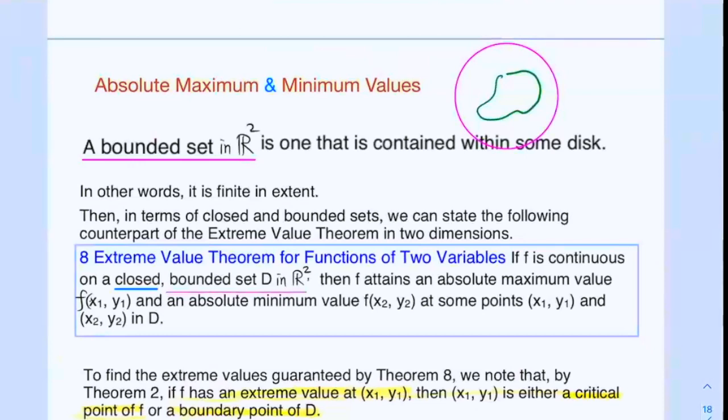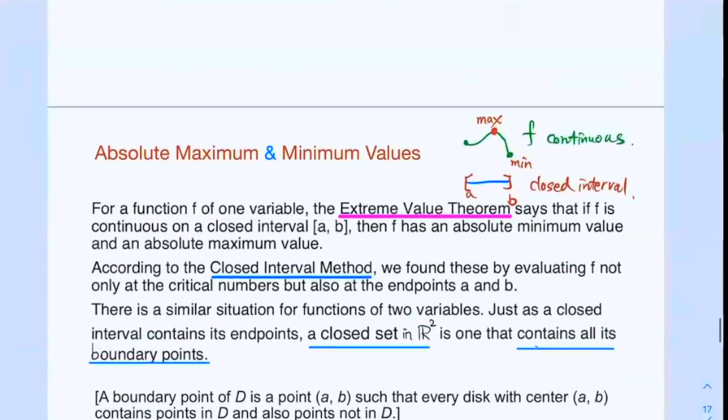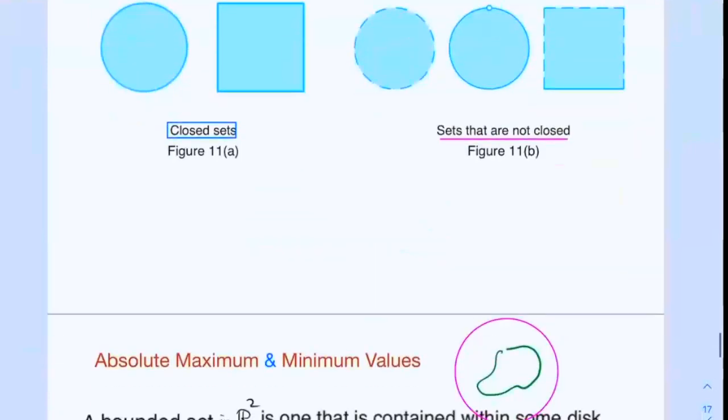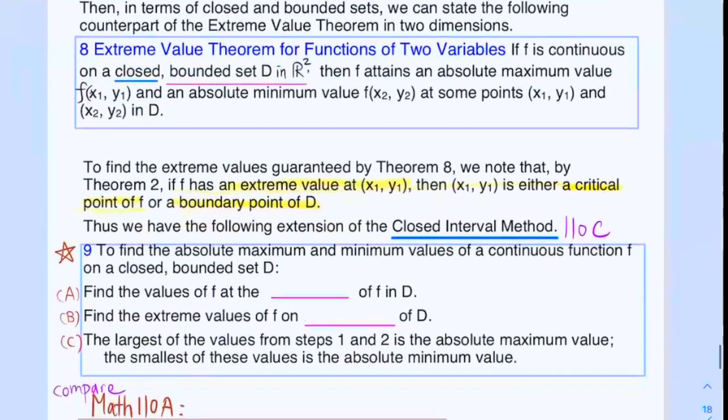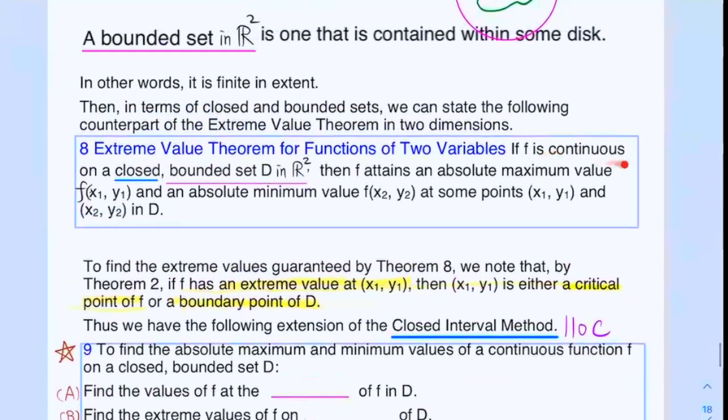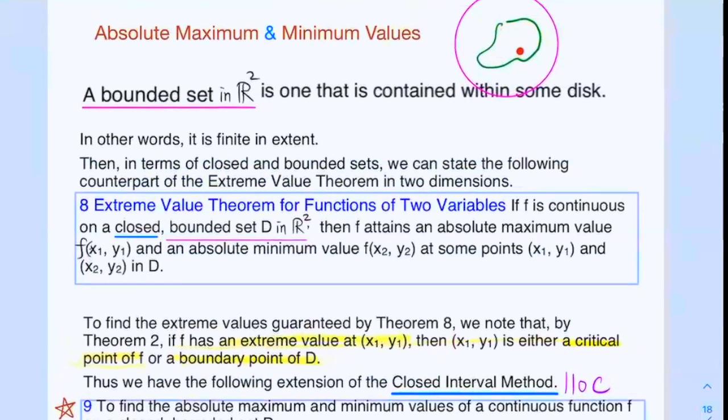In the one-dimensional case, you have a continuous function on a closed interval, right? Then you get a maximum and a minimum. Over here, you have a continuous function on a closed bounded set, something like this. Then the function attains an absolute maximum and minimum, okay? This is a set right here. This is a closed bounded set.